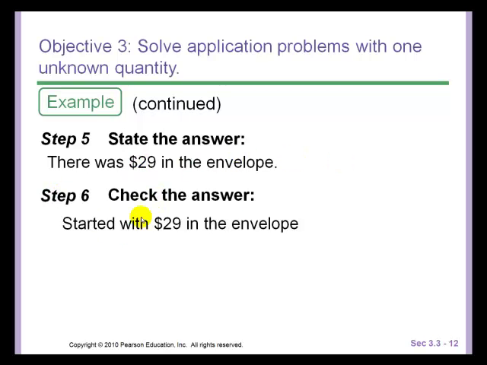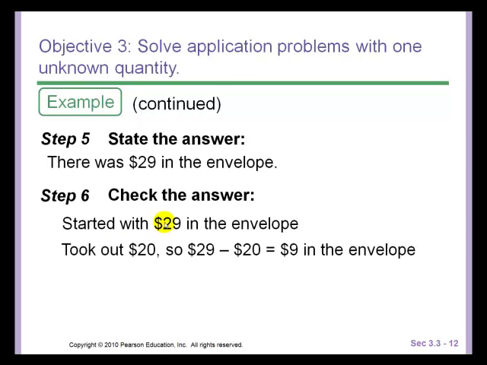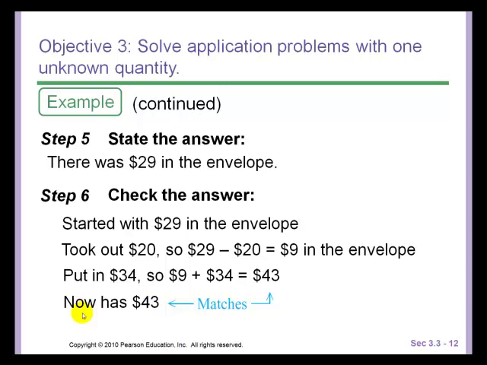Lastly, check the answer. If you started with $29 in the envelope, and you took out 20, you had $9. Then you put in $34, and 9 plus 34 is 43. At the end, it had $43, and that matches. Notice our answer is not 43, this was just a check. The answer is the $29 that was there to start with.